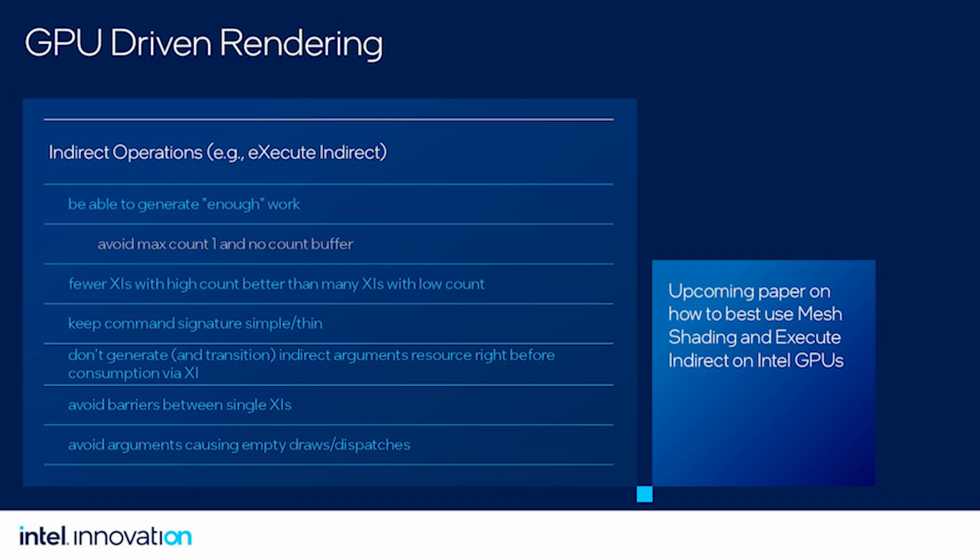When it comes to GPU rendering and indirect operations such as execute indirect, there are a few pitfalls to be aware of. Issuing XI operations is cheaper than normal draw calls on the CPU, which amortizes extra work. Avoid max count 1 and no count argument buffers, otherwise you're leaving performance on the table. Use fewer XIs with high count rather than issuing XIs with low count. The more complex your command signature is, the more patching needs to happen later for each work item. Ideally, it's only actual draw arguments.